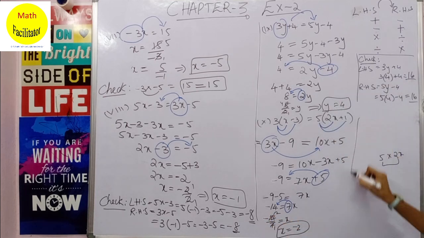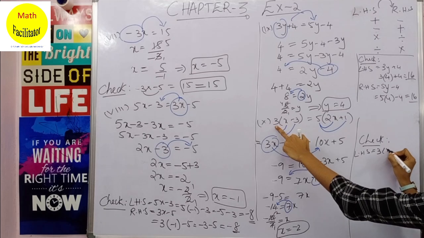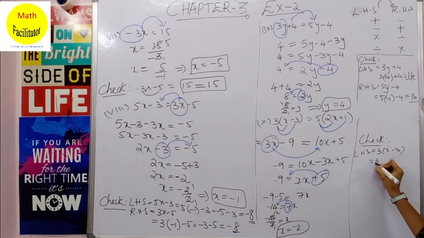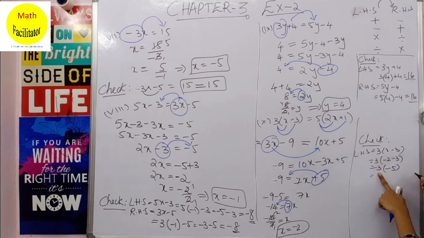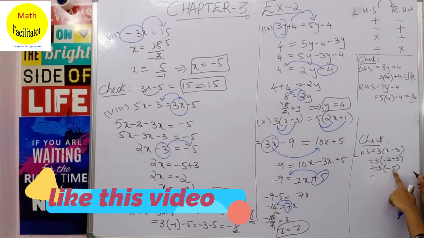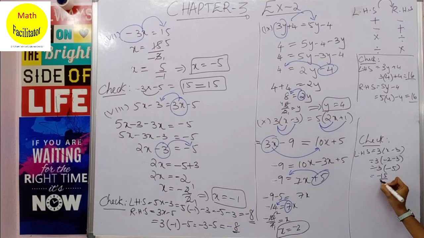Clear? Now let us check. To check, we'll take LHS and RHS separately. So LHS is nothing but 3 into x minus 3. Okay, so 3 multiplied by x is what? Minus 2, you have minus 3. So minus 2 minus 3, two negative integers you will add and you will write a minus sign. So this is 3 multiplied by minus 5. 3 5s are 15 and you have a minus. So LHS is minus 15.